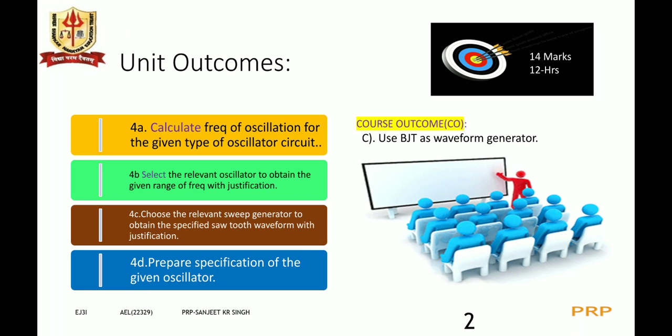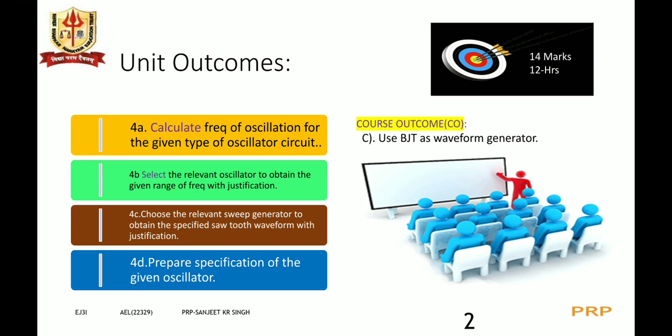After going through this presentation and the subsequent presentation on this chapter, the learner will be able to know and calculate the frequency of oscillation for the given type of oscillator circuit. Select the relevant oscillator to obtain the given range of the frequency with justification. Choose the relevant sweep generator to obtain the specified sawtooth waveform with justification. And fourth, prepare a specification of the given oscillator.